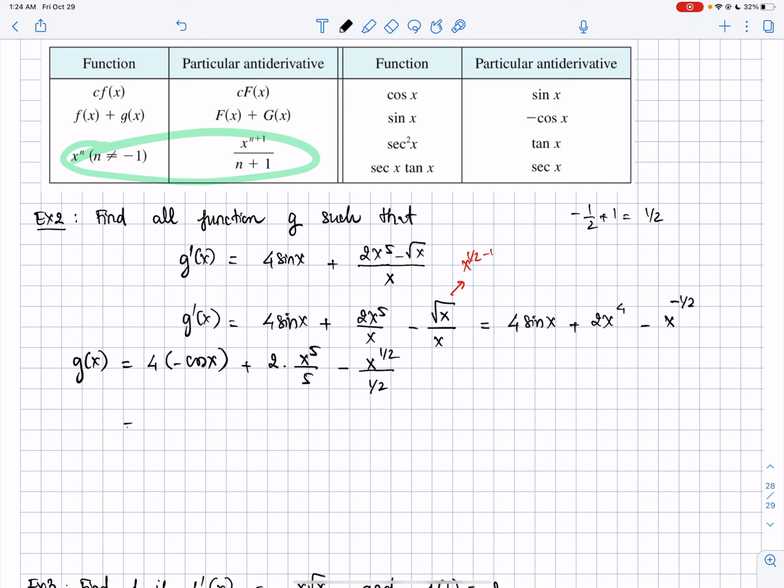Now let's simplify this a little bit. And we remember to add in the c for the most general antiderivative function. So we have 2 over 5 x to the 5th minus, since dividing by 1/2 is the same as multiplying by 2, 2 times square root of x, plus c.